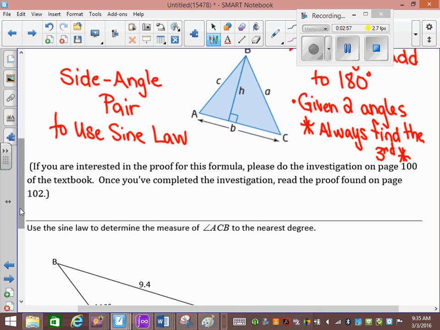If you're interested in the proof of how this formula came about, you can look at the investigation on page 100, and the proof is on 102.